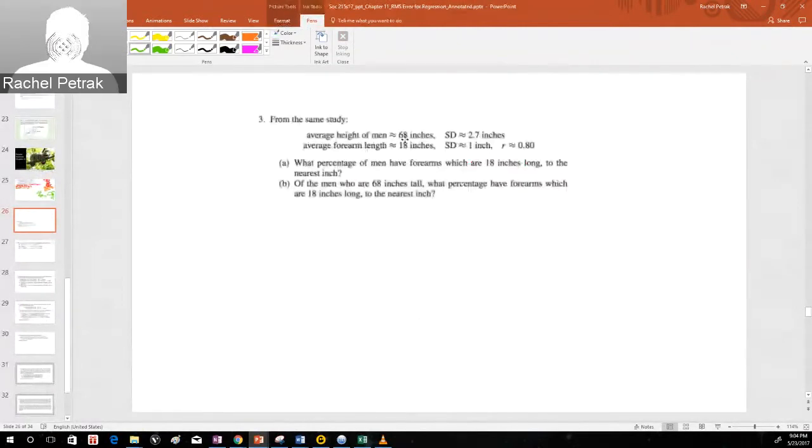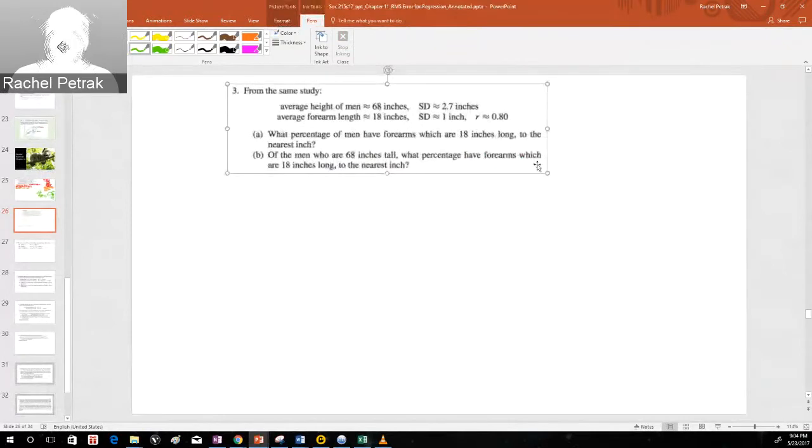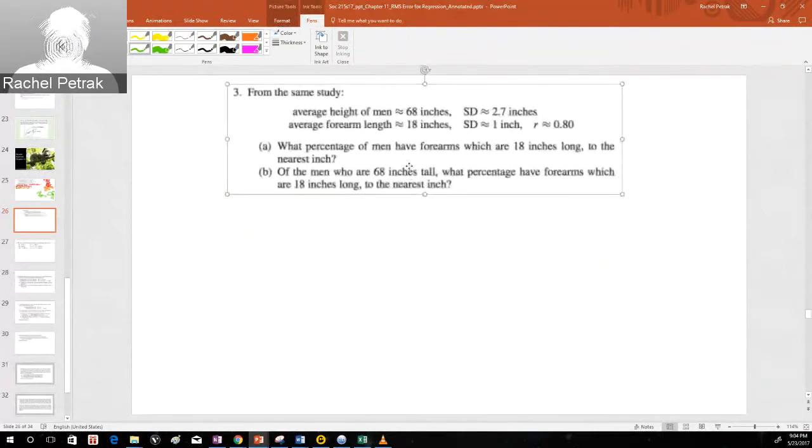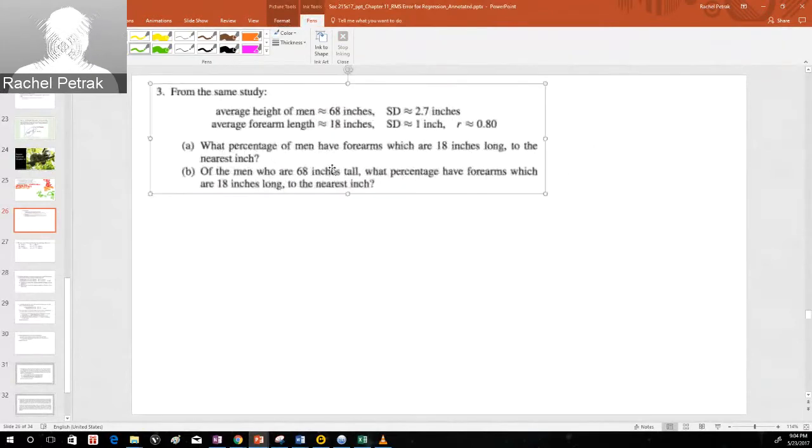All right, so now we've got the same study where, based on the average height of men, we want to predict their average forearm length. And it's not surprising, there's a strong correlation between height of a person and their average forearm length. So let's look at what percentage of men have forearms which are 18 inches long to the nearest inch.